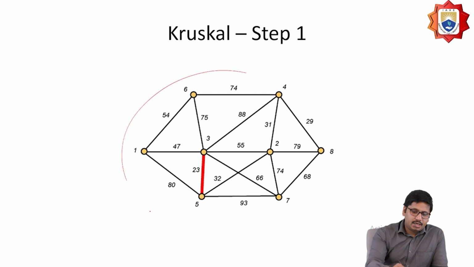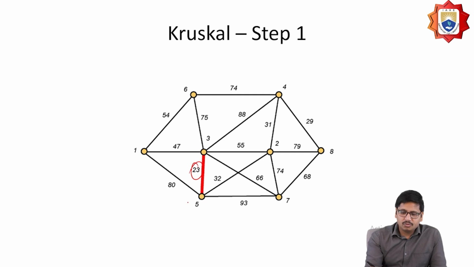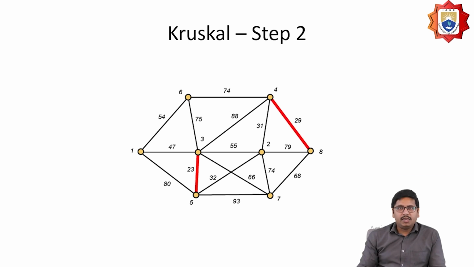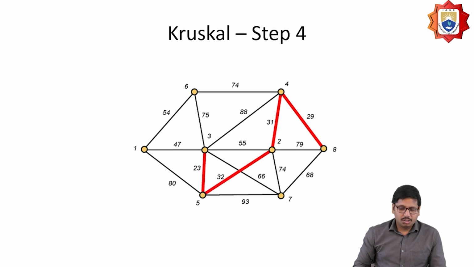So among this entire graph, first of all, I'm going to identify the minimum edge. For that, 23 is the minimum, so I'm going to select this edge in the first step. In the next step, I'm going to select the next minimum edge from the graph, that is 29. Next, I'm going to select 31. And the next minimum edge is 32, so 32 is going to be selected.